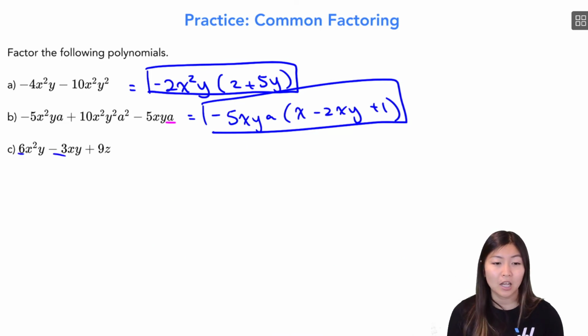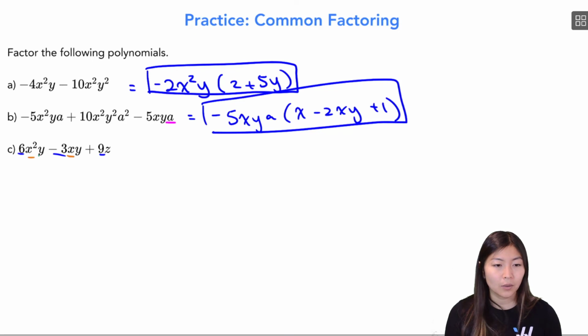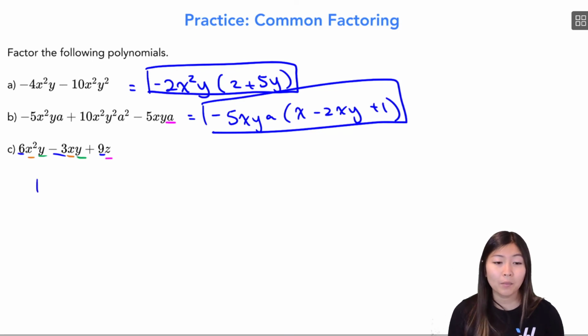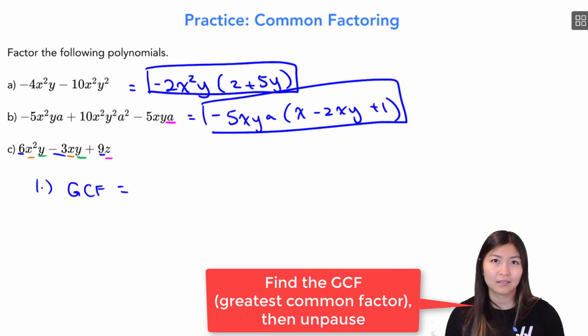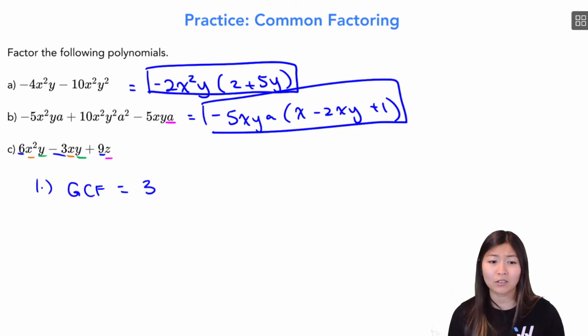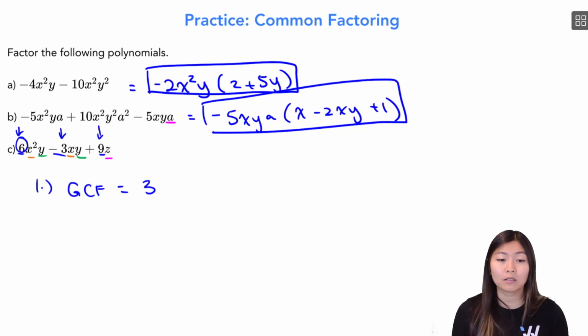Finally, part C. We have the numbers, we have the x's, we have the y's, and we also have this little z. So again, I'm going to pause the video at this point. I want you to find the greatest common factor for part C. It turns out that the greatest common factor is only the number 3, because 3 goes into 6, negative 3, and 9. Since the first number is positive, we're just going to take out positive 3, not negative 3.